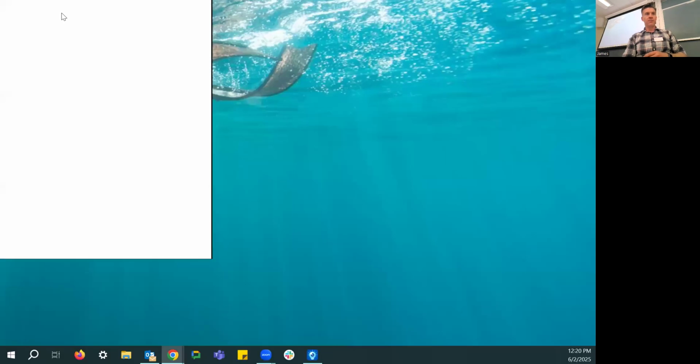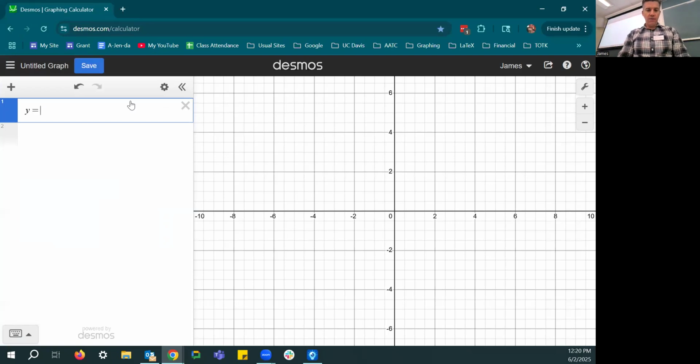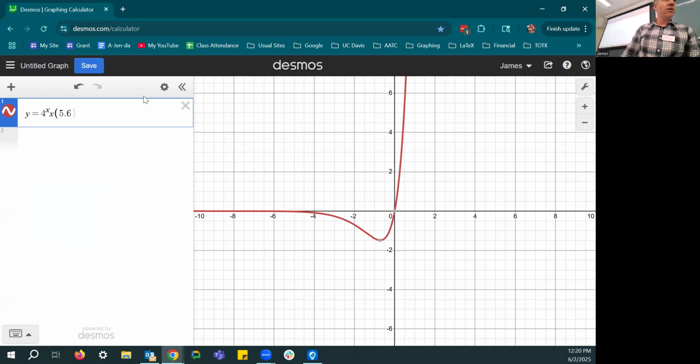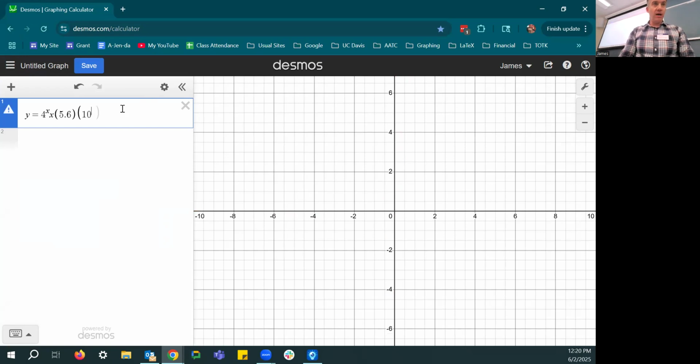So here's what I mean. I'm trying to find the value of x so that 4 to the x times 5.6 times, I don't love my choices here, I'll just use another parentheses, and then 10 to the negative 25th. So I want that to be bigger than 100. So obviously for early values of x, not very big.